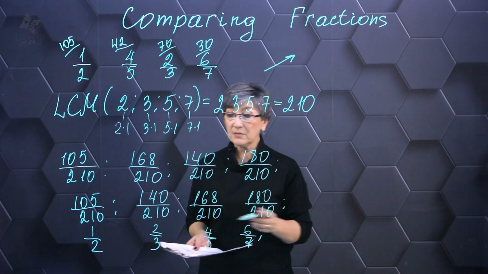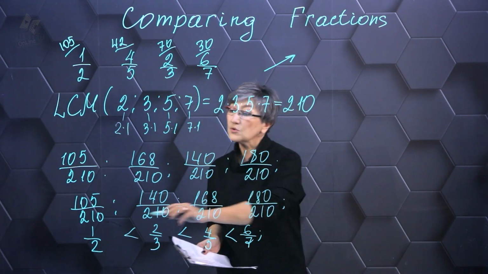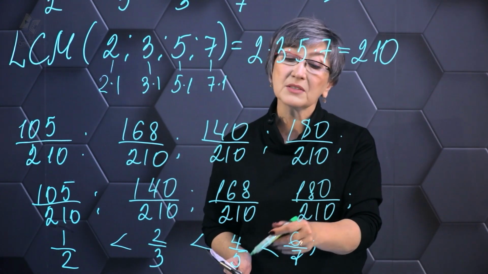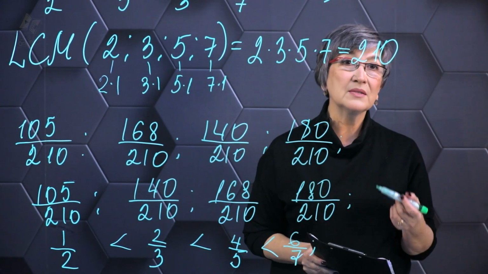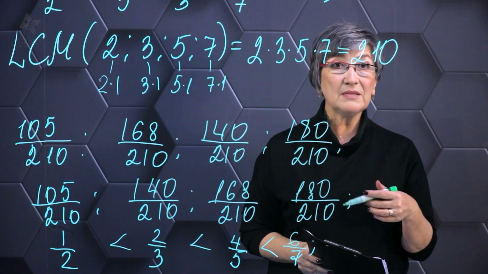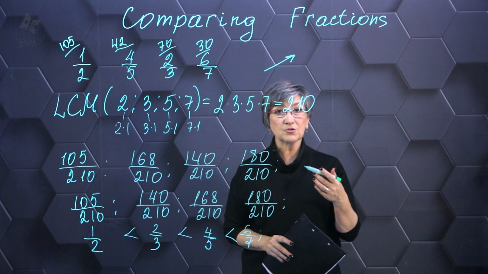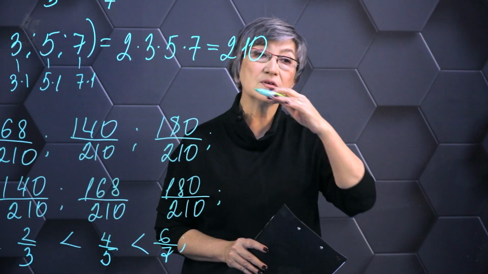We can put the same numbers with the less-than sign. That is, 1/2 is less than 2/3, and 2/3 in turn is less than 4/5, and 4/5 is less than 6/7. We have completed this task and recorded the fractions in ascending order. In a similar way are solved tasks in which you need to write fractions in descending order, that is, from the largest to the smallest.